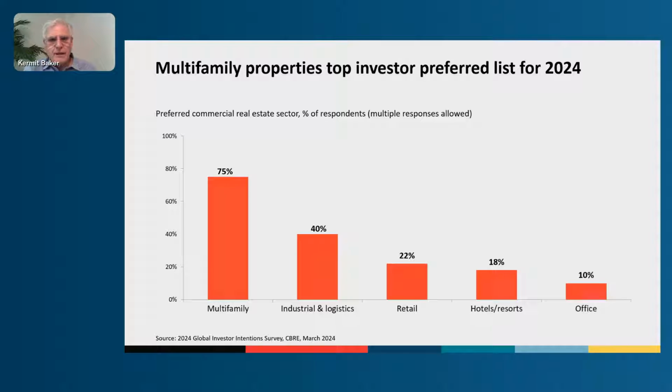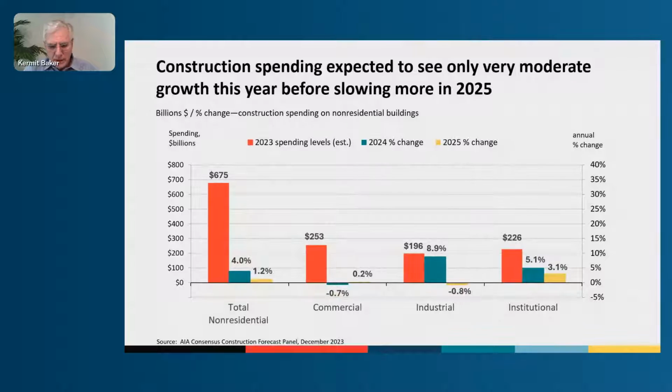And then finally, let me end up with the forecast. These are numbers from the AIA's consensus construction forecast. We publish these numbers twice a year, and they're compiled from the leading forecast firms across the country. These results I'm showing here were released in mid-January. What was their outlook for this year and next year as of earlier this year?